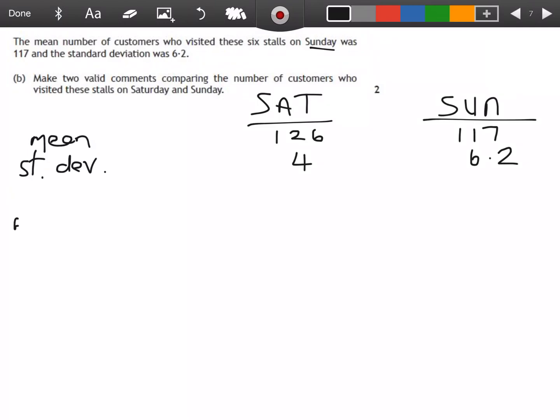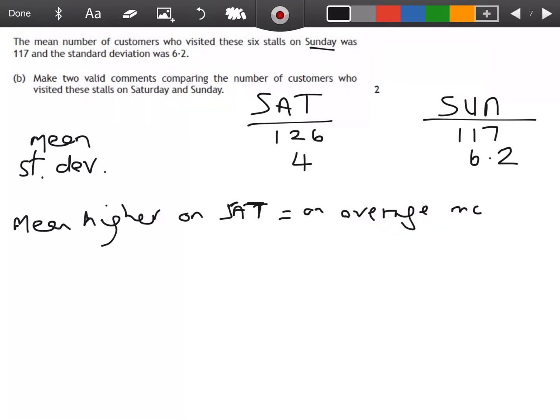Okay, so we can say the mean is higher on Saturday, but what does that actually mean? Well, remember, these values were how many customers visited the stall. So because the mean is higher, that means there were, on average, more customers on Saturday. Or you could say the mean on Sunday is lower, so there's fewer customers. Doesn't matter which way you put it. Right, that's a comment about the mean.